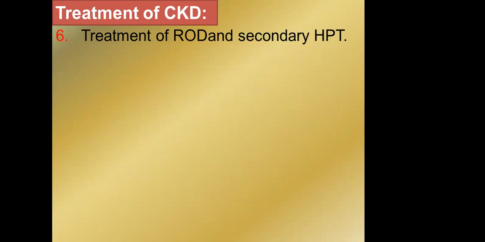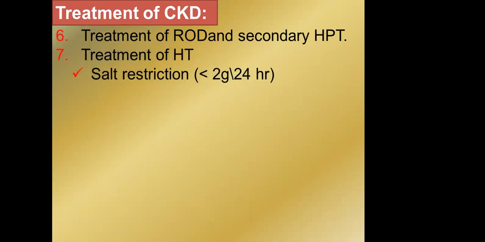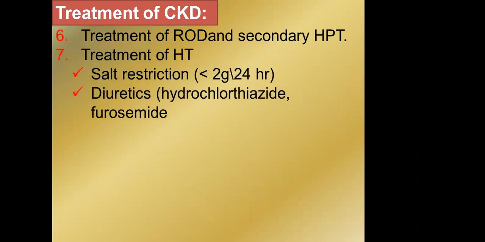Treatment of the renal osteodystrophy and secondary hyperparathyroidism, as I said previously, and treatment of the hypertension by salt restriction, less than 2 grams per 24 hours, diuretics like hydrochlorothiazide, oral hydrochlorothiazide in case of mild hypertension, which is home therapy, or by the furosemide, which is intravenous potent diuretic therapy in severe cases.